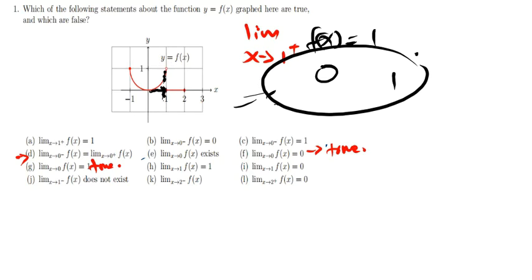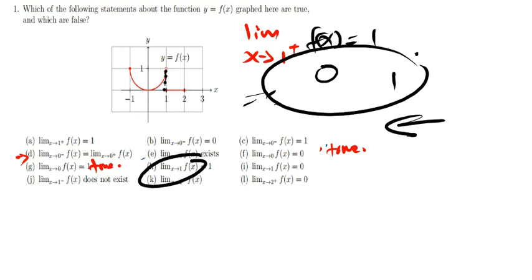Okay, if this is false, then this one is saying limit as x approaches 1 is equal to 0. This is also false, because from the right side we are getting 0, since this red line is sitting on 0, and from the left side we are getting 1, because somewhere here we have 1. So that is also false.